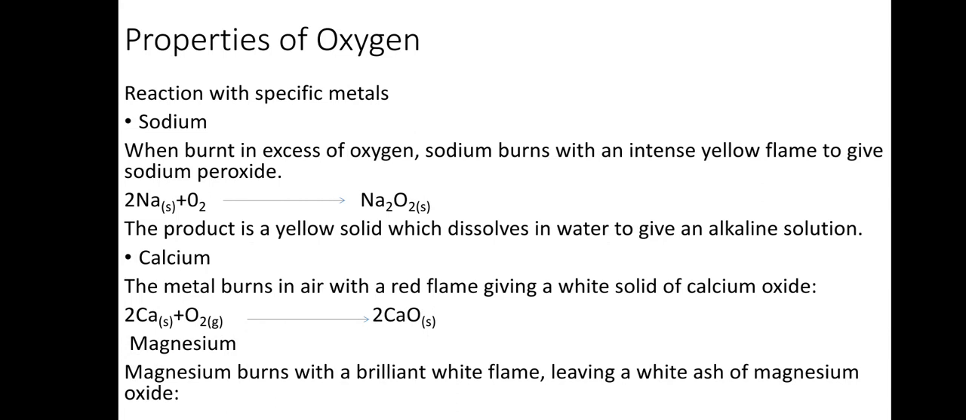The second specific metal is calcium, which burns in air with a red flame, giving a white solid of calcium oxide. So in the reaction, calcium plus oxygen gives calcium oxide. Magnesium burns with a brilliant white flame, leaving a white ash of magnesium oxide.